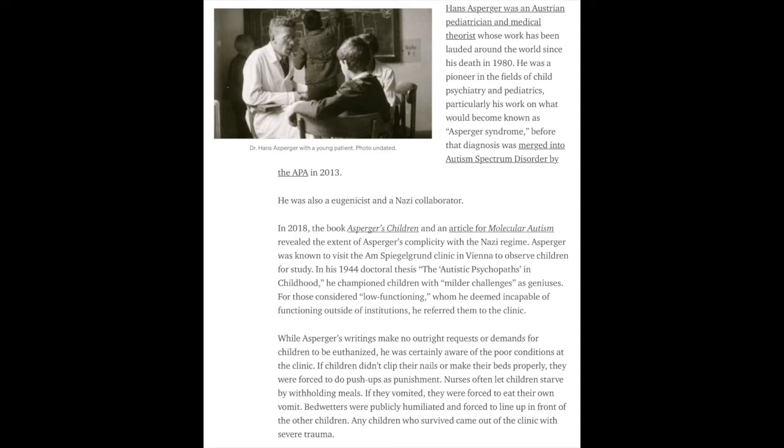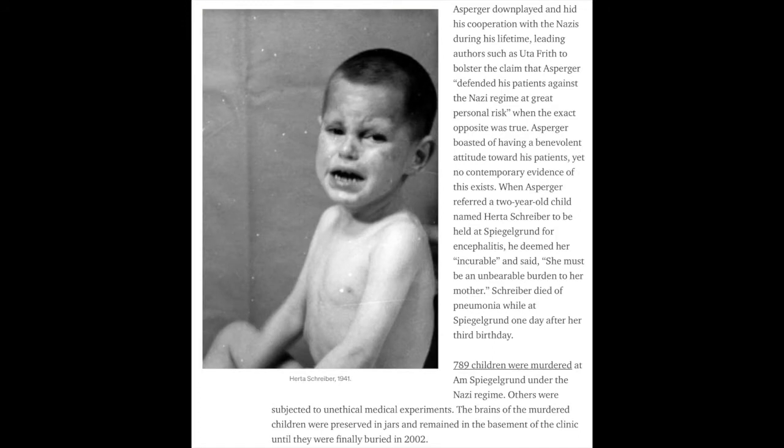And to the top left is a picture of Dr. Hans Asperger with the young patient, photo undated. Asperger downplayed and hid his cooperation with the Nazis during his lifetime, leading authors such as Uta Frith to bolster the claim that Asperger defended his patients against the Nazi regime at great personal risk, when the exact opposite was true. Asperger boasted of having a benevolent attitude towards his patients, yet no contemporary evidence of this exists.